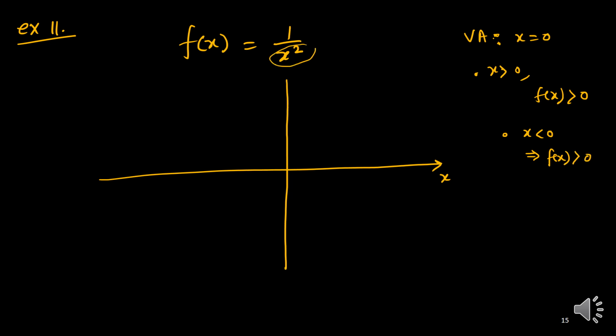Meaning, it will start from positive infinity here, and it will start from positive infinity here, and it will go towards 0, this side and this side. That's all. So this is 1 upon x square, with the vertical asymptote at x equal to 0, and on both sides it will start from positive infinity and go towards 0.